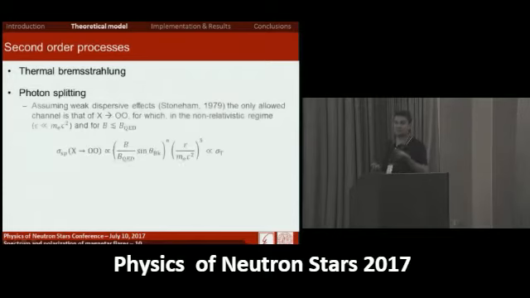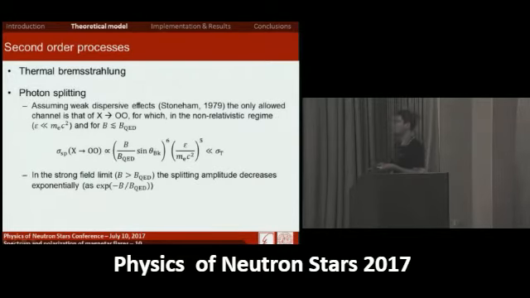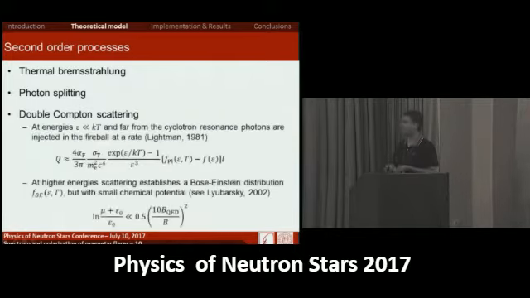Instead, photon splitting in principle could be important in a wider energy range. And one can see that, assuming weak dispersive effects, the only allowed channel is the splitting of an extraordinary photon into two ordinary photons in the weak field limit. But in the non-relativistic regime, the cross-section for this process is much smaller than the Thomson cross-section. And in the strong field limit, one has also to consider an additional suppression factor. And so we can safely neglect also photon splitting, and it remains double Compton scattering as the main process responsible for photon production in the fireball.